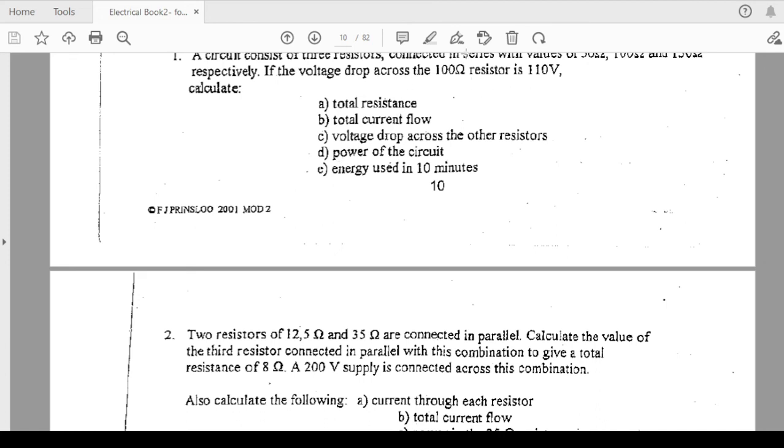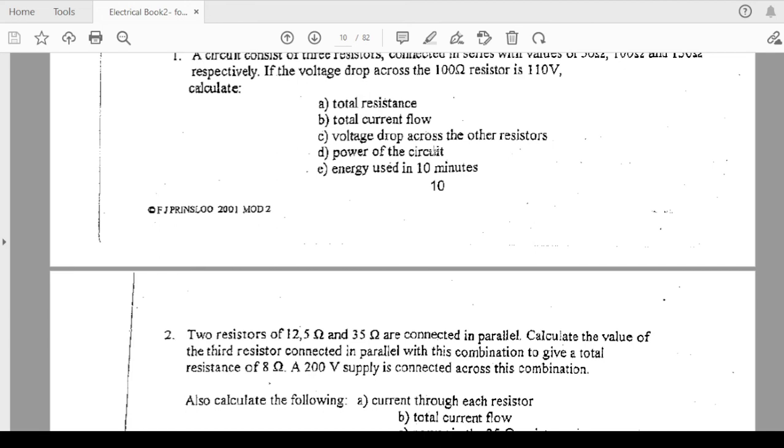I need you to solve this in your own time. I'm just guiding you. Then E, energy used in 10 minutes. We said that energy is power times time. So the power you get in D times this time, but make sure this time is in seconds. How do you change minutes to seconds? Minutes to seconds you divide by 60, isn't it? Times, sorry, the other way around. Times 60. So it's going to be 10 minutes times 60 times the power that you solved there in watts. Then that will be your energy.